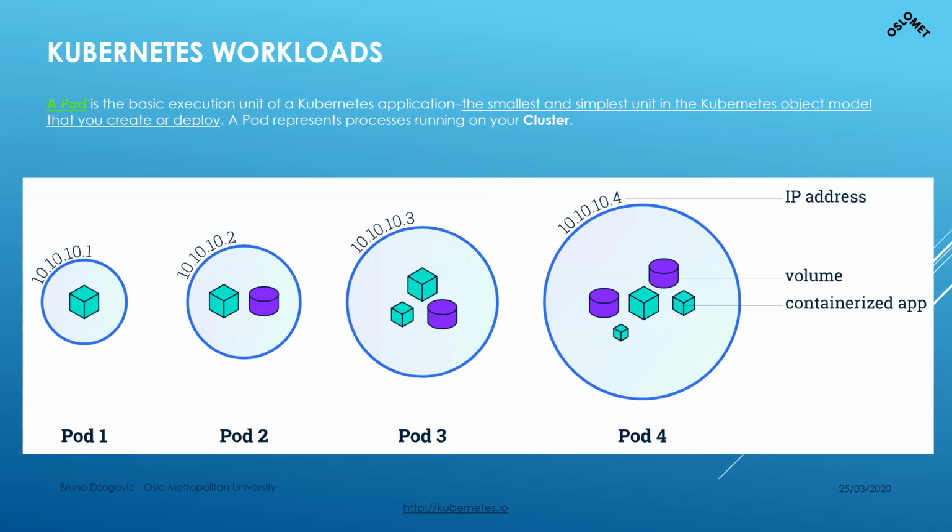So the workloads, the pods per se, can have, like I mentioned before, one container. It can have a container and a volume. It can have two containers sharing the same volume, or one container with one volume and another container with another volume. So there are lots of combinations you can do. Each pod has a different IP address, and they're usually connected in the same subnet unless pointed otherwise.